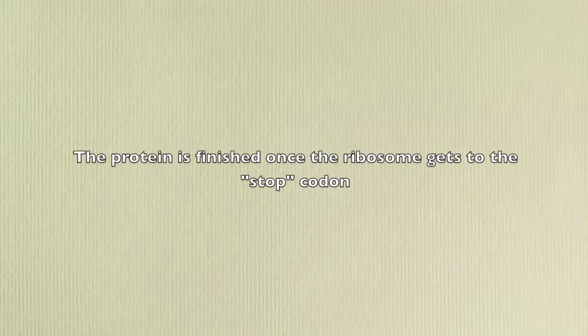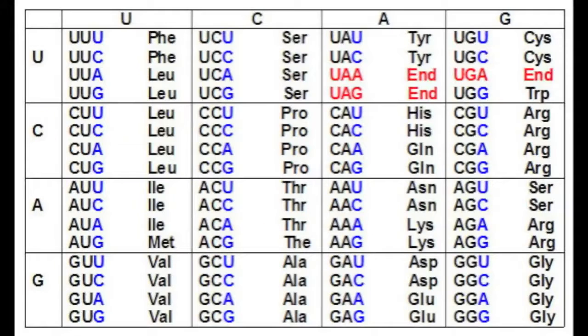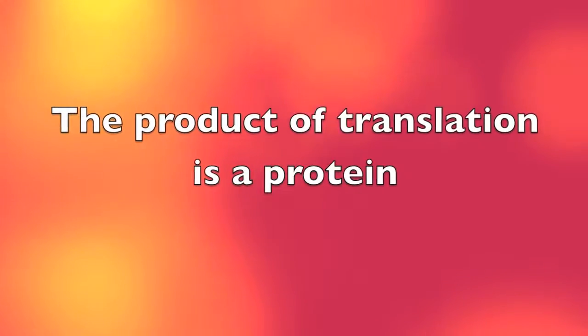The protein is finished once the ribosome gets to the stop codon. The stop codons are highlighted in red. The finishing product of translation is a protein.